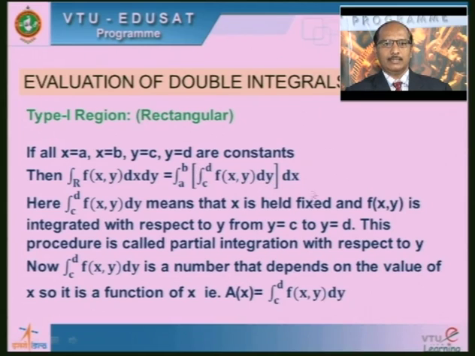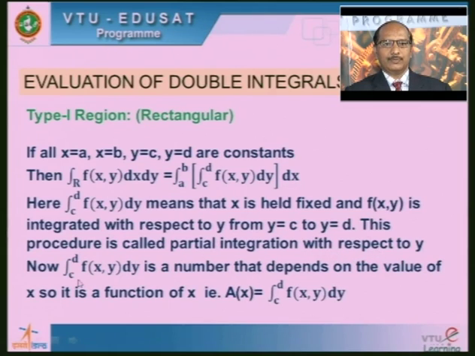Here, in the inner integral, the integral from c to d of f(x,y) dy, x is a fixed constant. We are integrating with respect to y, keeping x held fixed, and f(x,y) is integrated with respect to y from y equal to c to y equal to d. This procedure is called partial integration with respect to y, just like how we differentiate partially with respect to x and with respect to y.